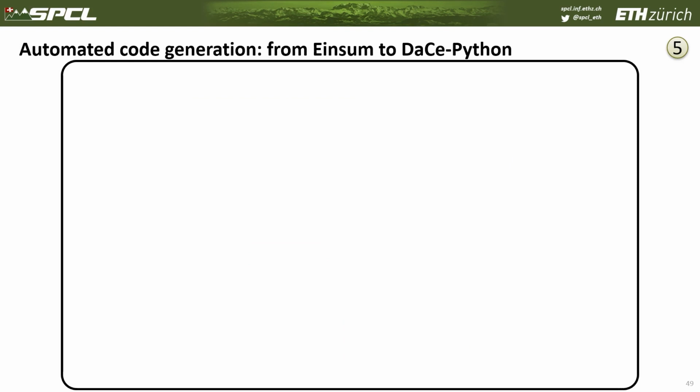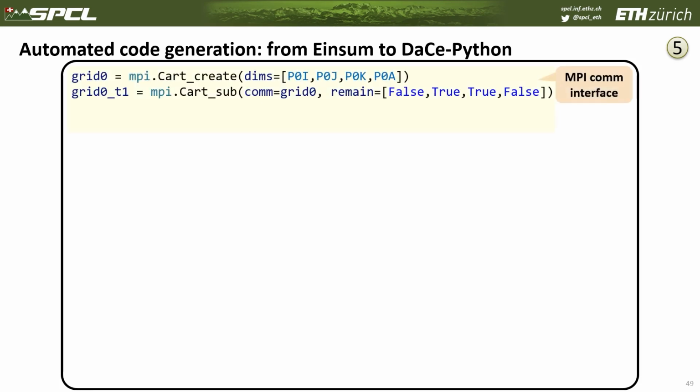The last step of the Deinsum workflow is to automatically generate code that implements our program with the SOAP-derived schedule. This is done in 2 parts. In the first part, we generate data-centric Python code. Data-centric Python is a subset of Python that is supported by the data-centric framework, and it has some enhancements for HPC. For example, it has an MPI communication interface that we use to generate the Cartesian process grids.